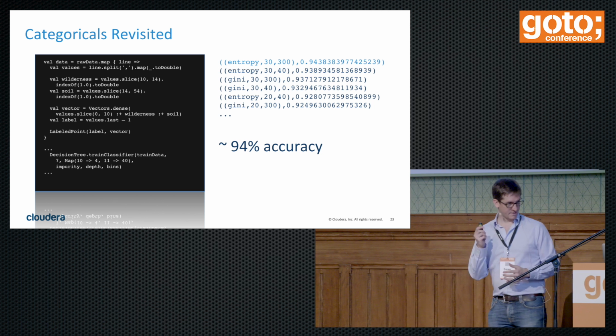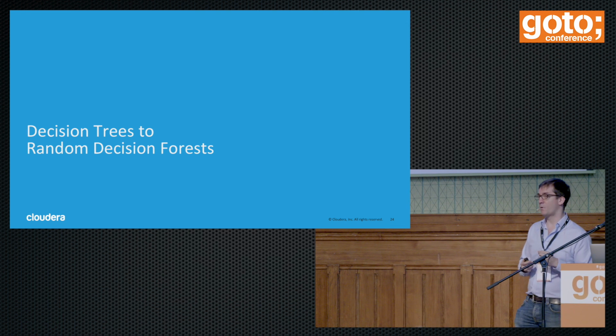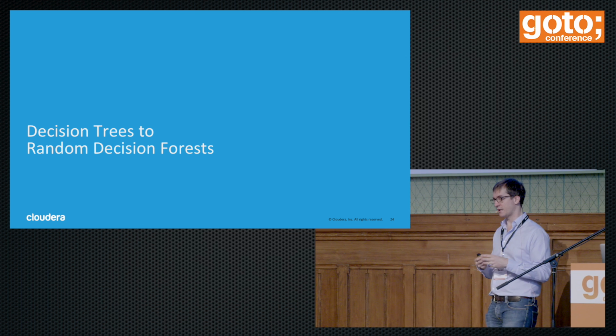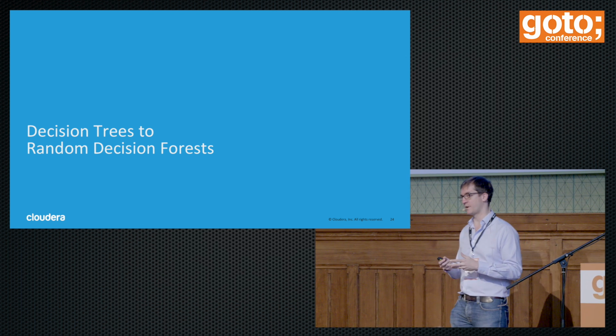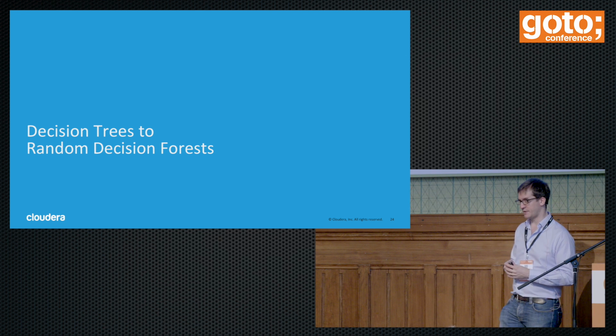Can we do better? Yes, we can still do better than this. Now, this is where decision forests come in. As you probably guessed, a decision forest is a bunch of decision trees put together. And in particular, we're going to talk about random decision forests.